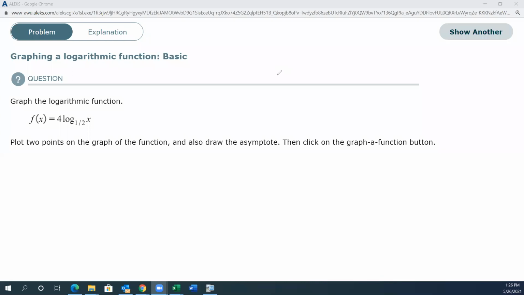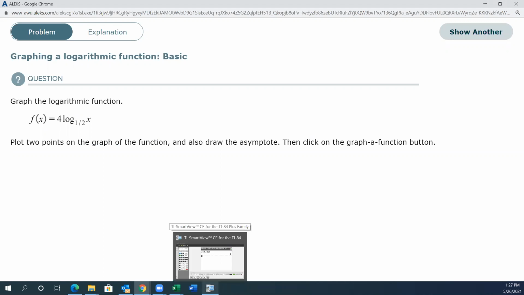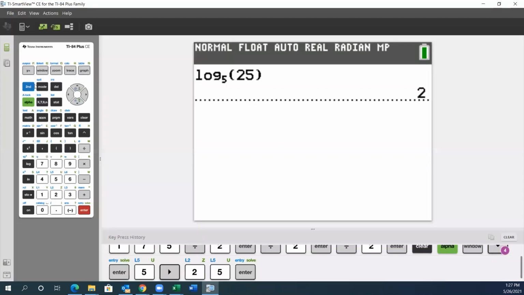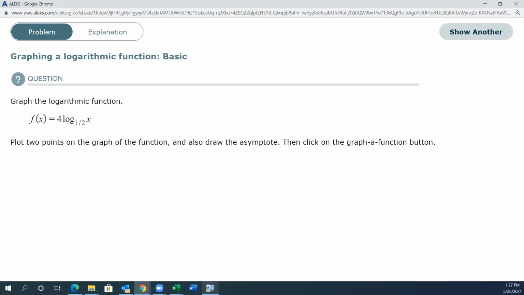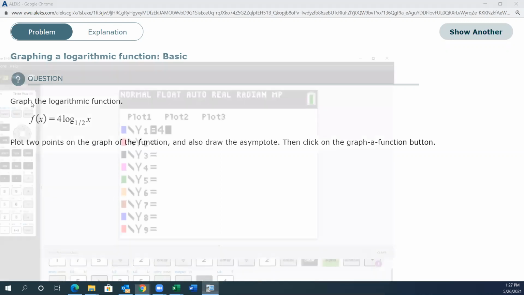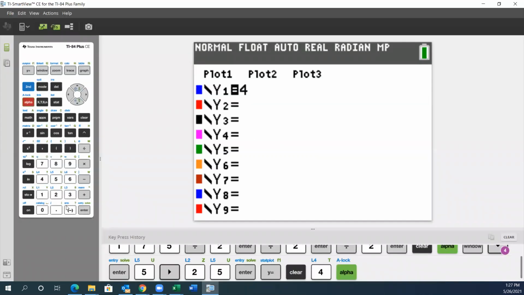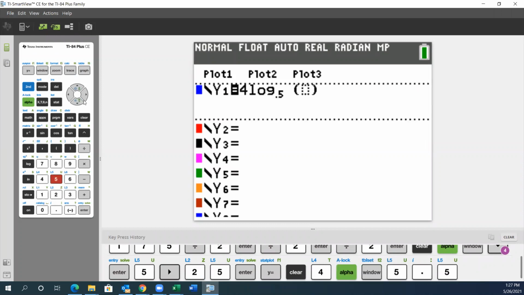Okay, so for this one, graph the log function, plot 2 points, and then draw the asymptote. All right, let's start on this one with just going to the calculator and see what it looks like, because the calculator draws so much better than I do. All right, so it was 4, and then log base 1/2 of x. So alpha window 5, 1/2 of x. So there's our function.